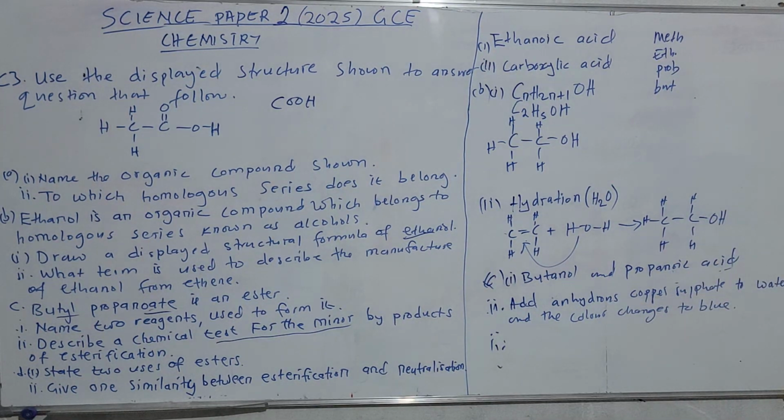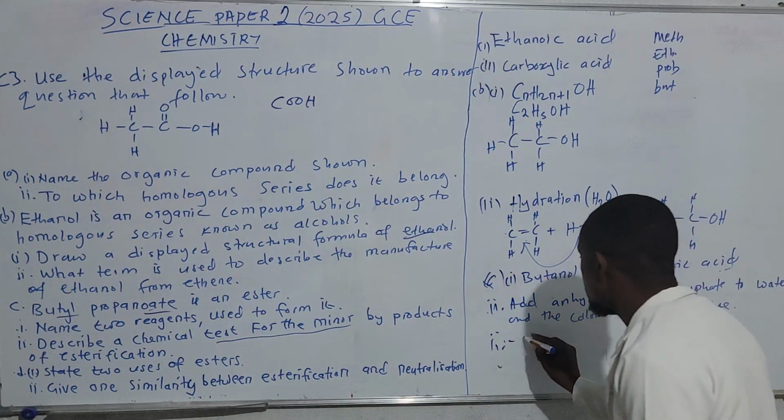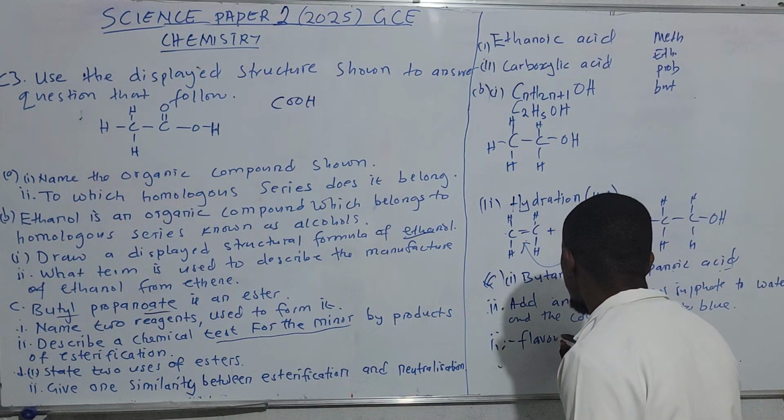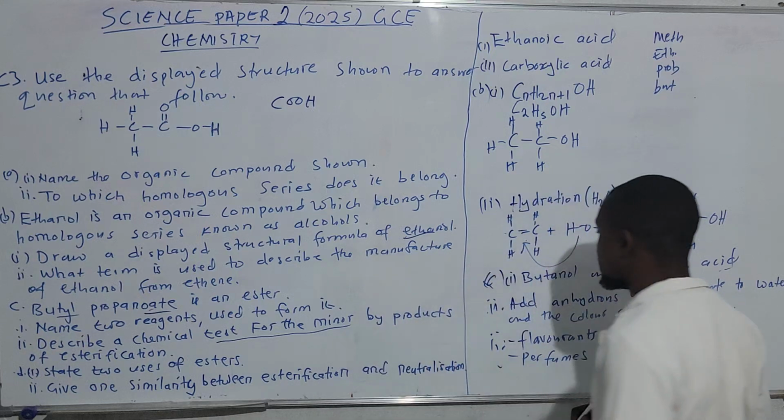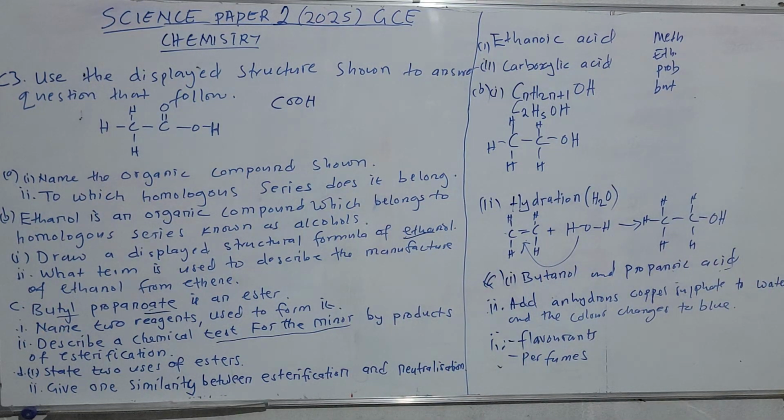Okay, we proceed. State two uses of esters. Where do we use esters? The first thing, esters are used as flavorants. Esters are also used in making perfumes. Esters naturally have a very, very nice smell. For you to apply perfume and smell good, there is an ester there, because esters have a very nice scent.